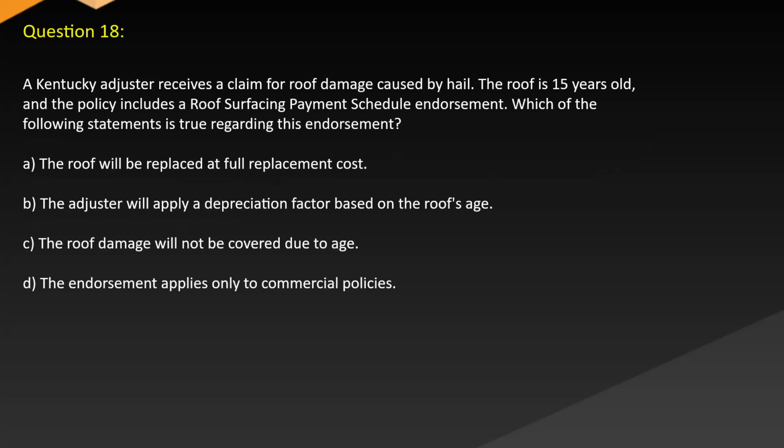A Kentucky adjuster receives a claim for roof damage caused by hail. The roof is 15 years old and the policy includes a roof surfacing payment schedule endorsement. Which of the following statements is true regarding this endorsement? A. The roof will be replaced at full replacement cost. B. The adjuster will apply a depreciation factor based on the roof's age. C. The roof damage will not be covered due to age. D. The endorsement applies only to commercial policies.